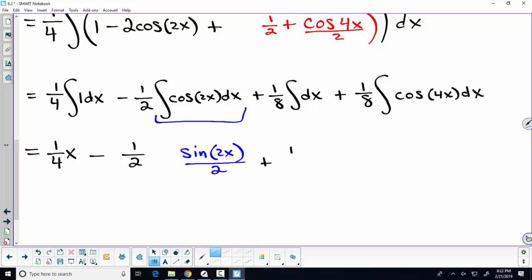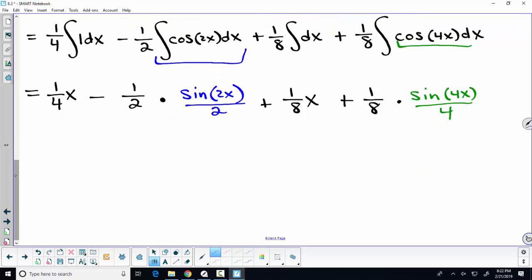We have plus our 1/8 x plus 1/8 antiderivative of cosine 4x, sine 4x over 4. This is times here too. Do you have any questions on this?